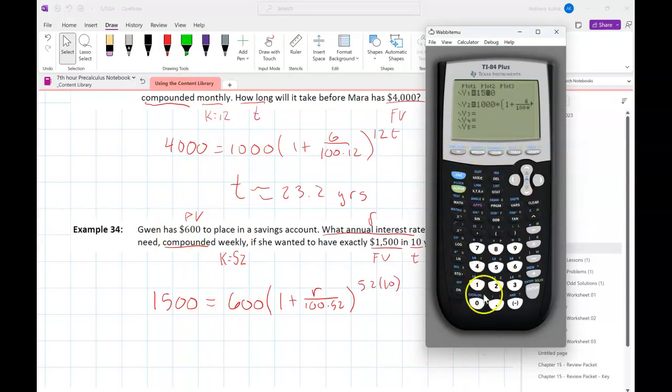Okay, so 1,500. Now my x is the interest rate, right? So what would be a good range for my x's? Like 1 through 10. 0 through 10 seems like a good bet to me. I'd be surprised if we needed bigger than 10% interest rate. That's a pretty massive interest rate.